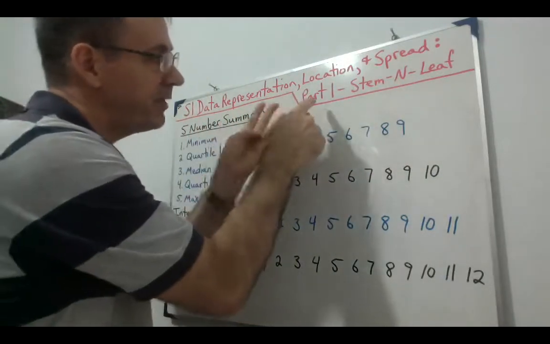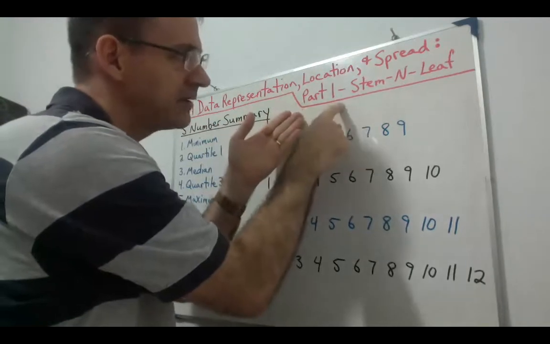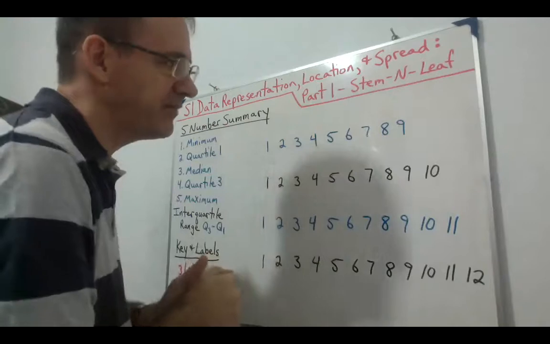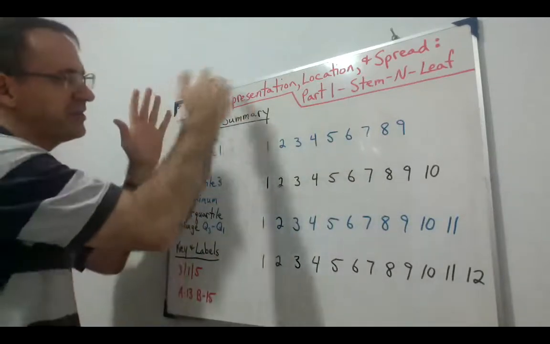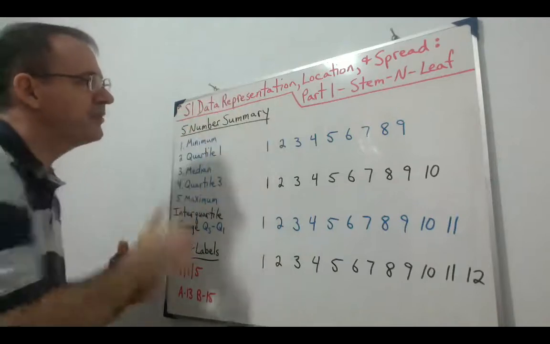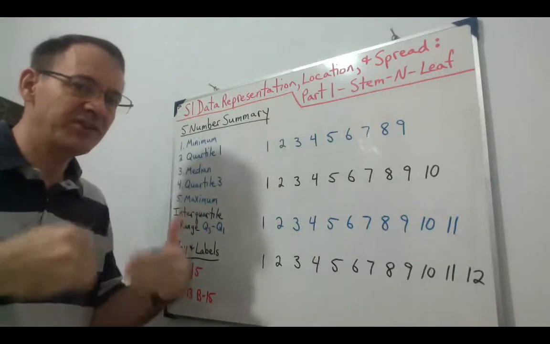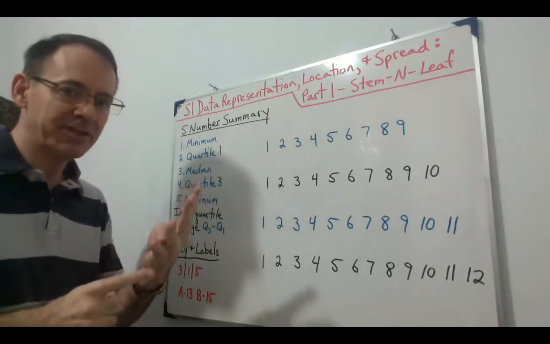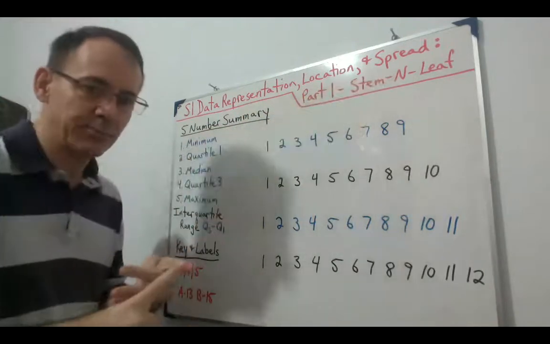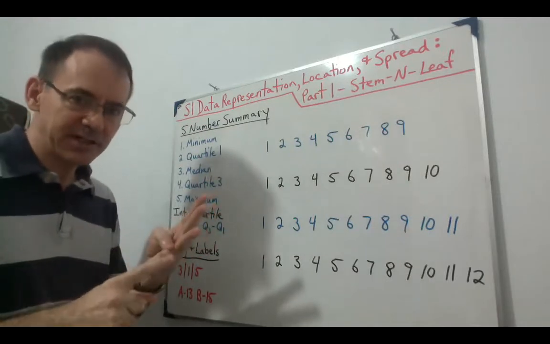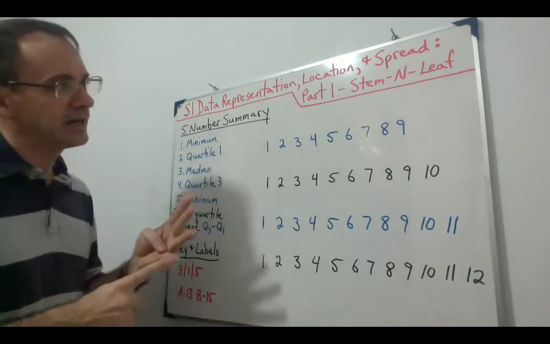And we're dealing here with part 1, the stem and leaf plot. Now I'll get back to the stem and leaf plot in a second, but just to give you an idea of what we're looking at in this unit, data representation has to do with representing data graphically. So we're going to look at 4 different graph types: the stem and leaf, which we'll look at in part 1, box and whisker plot, histogram, and cumulative frequency graph.